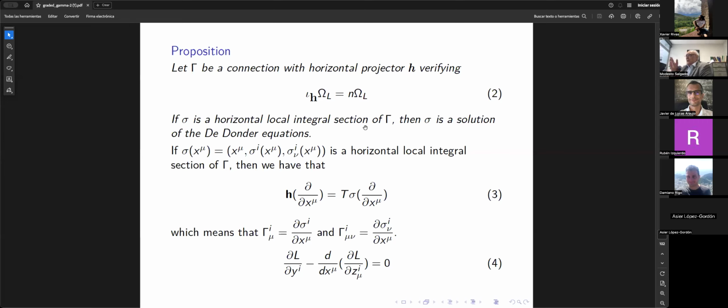So this is equivalent to finding a multivector field such that the contraction of omega L with this multivector field is 0. And we do the same if we consider an integral setting of this multivector field. So the solution satisfies the Euler-Lagrange equations.